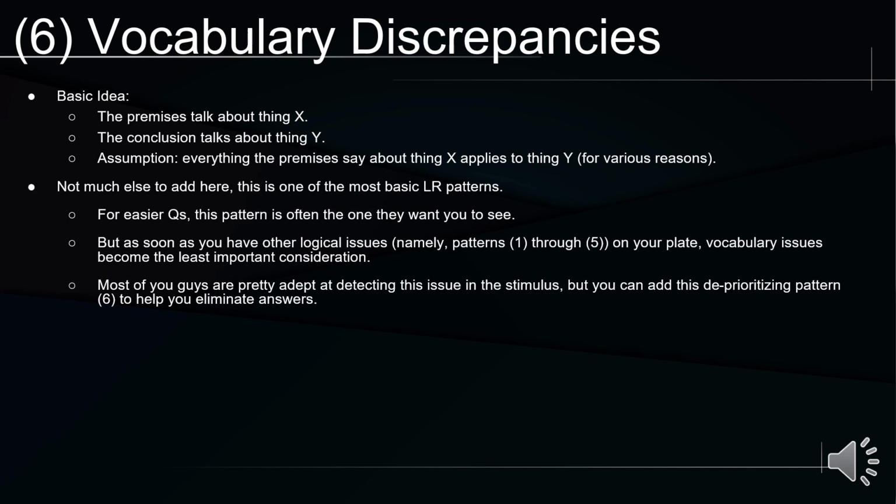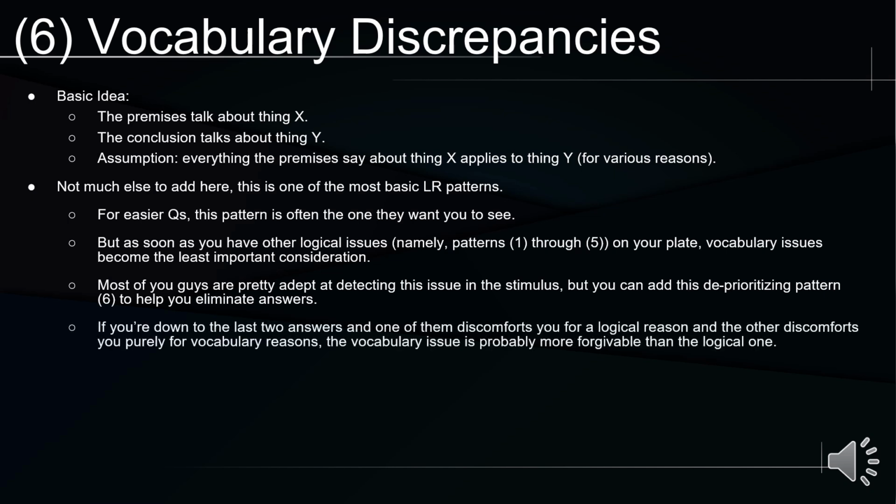And most of you guys are pretty adept at detecting this issue in the stimulus, but you can actually add this de-emphasis of vocabulary discrepancies to help you eliminate answer choices as well. So not just navigating the stimulus, but getting rid of answers. So there's two ways to go about it. The first is if you're down to the last two answers and you don't like either of them, and one of them you don't like for a logical reason, and the other one you don't like for a vocabulary reason, the vocabulary issue is probably more forgivable than the logical one.